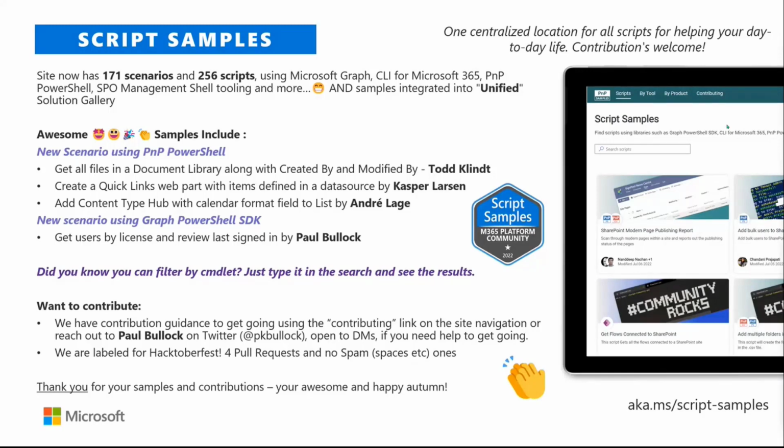We've got a few new awesome samples here. We've got a new one from Todd Klindt about getting all files for a document library, along with created and modified by dates, which is super cool. Create quick links web part, which is defined by data source, by Kasper Larsen. We've got add a content type hub with Canada format field by Andre Lanouette. And we've got a new Graph PowerShell SDK script, get users by license and review, by myself, which is super, super cool. Did you know that if you wanted to search by cmdlet, so if you've got a command and you want to see what scripts relate to that, or you want an example of its usage, then you can search for that as well.